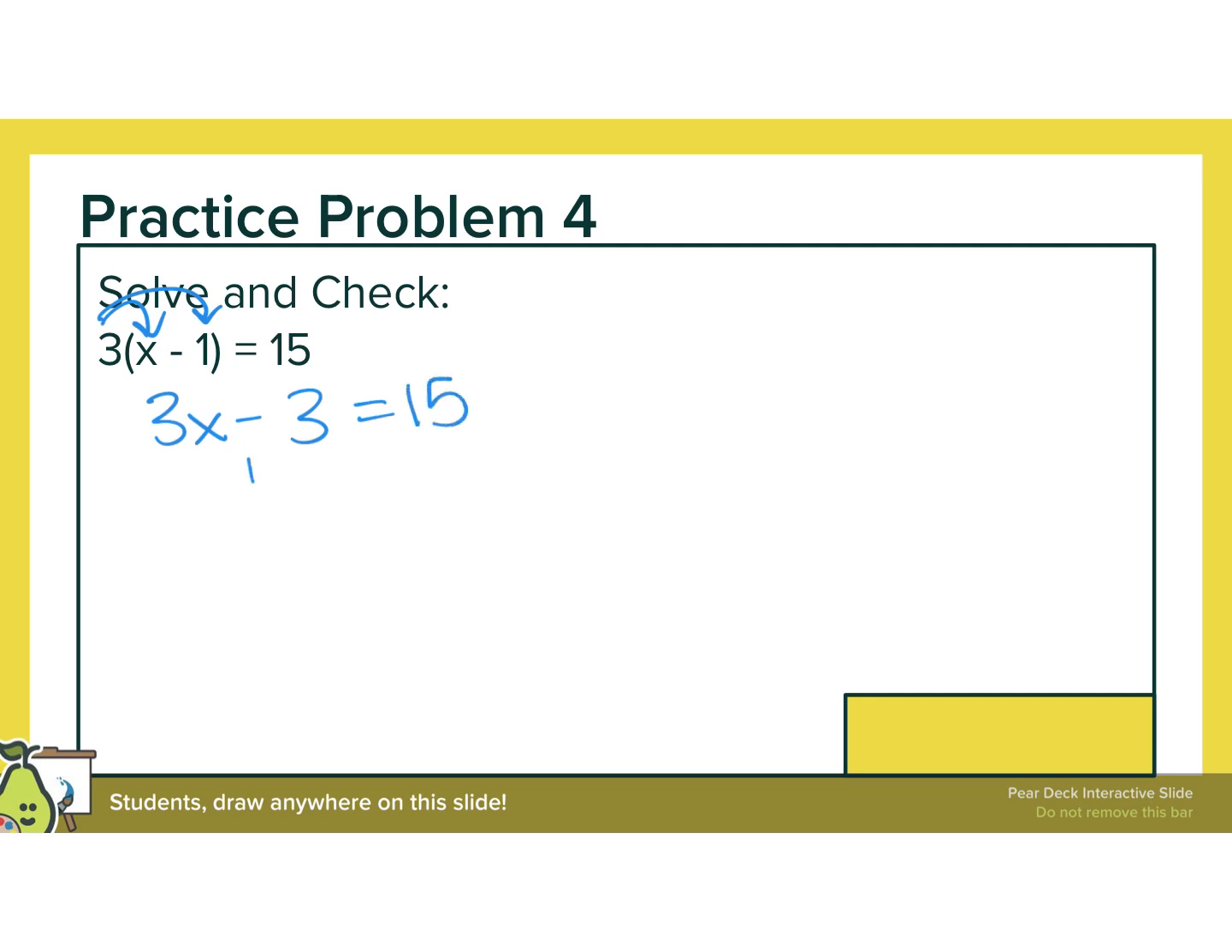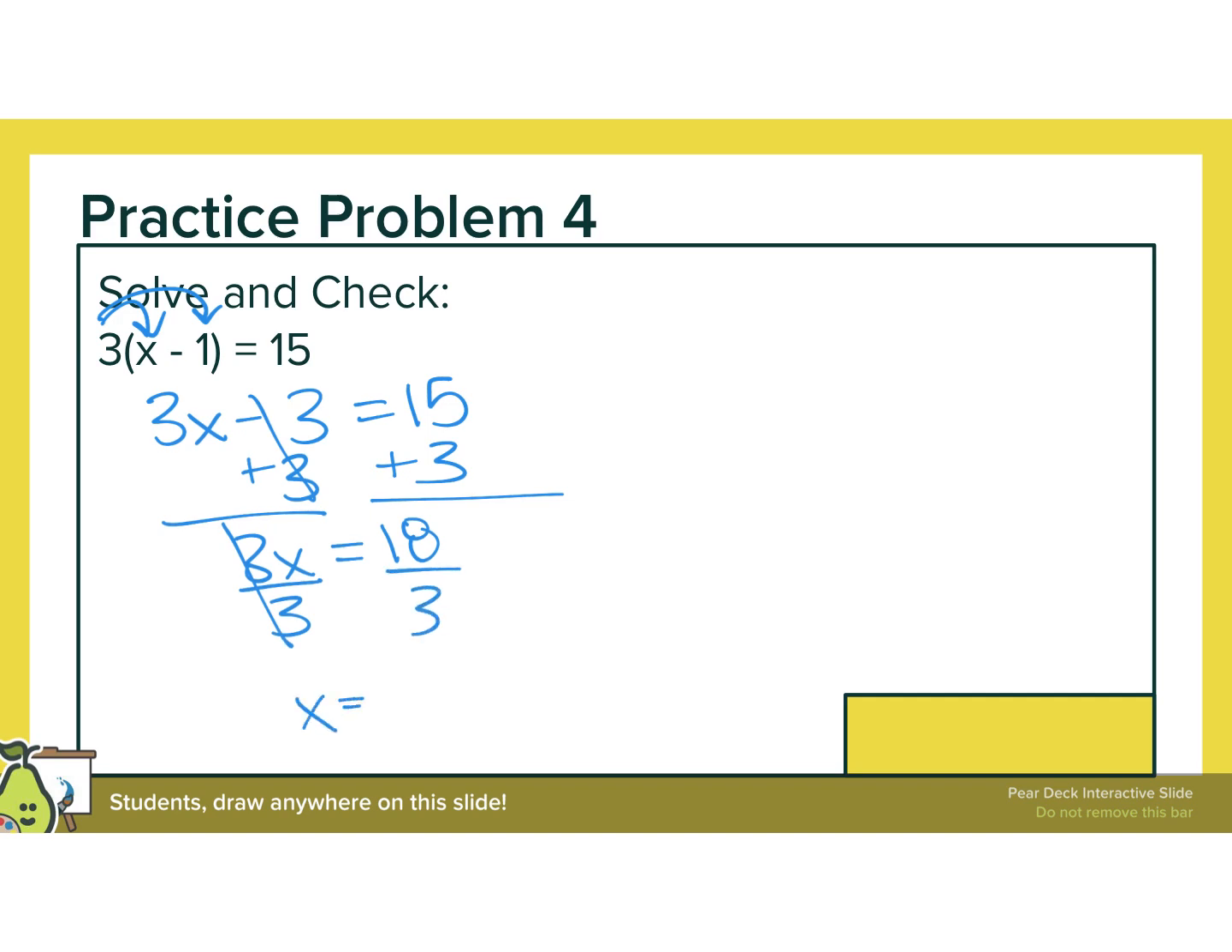I need to get rid of this 3 by doing the opposite. So 3x is 18. I just want x, so get rid of this 3 by doing the opposite and dividing. So I think x equals 6. Let's check.